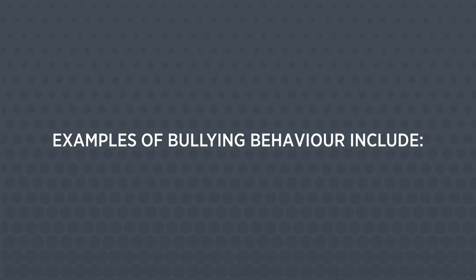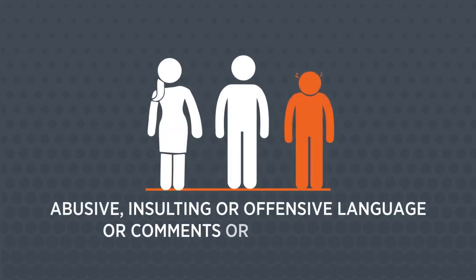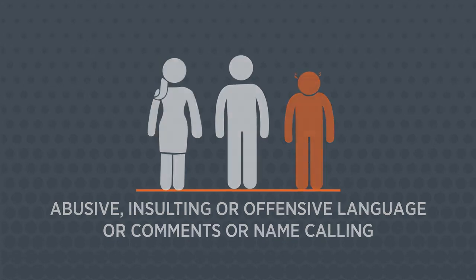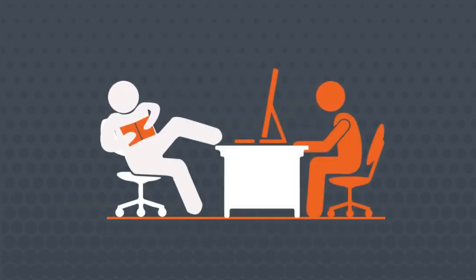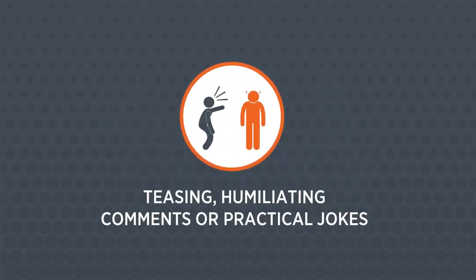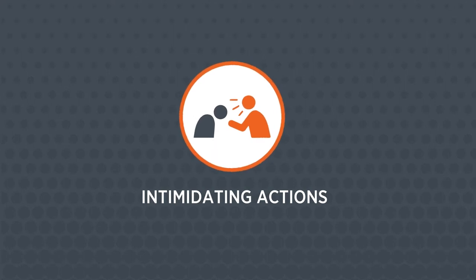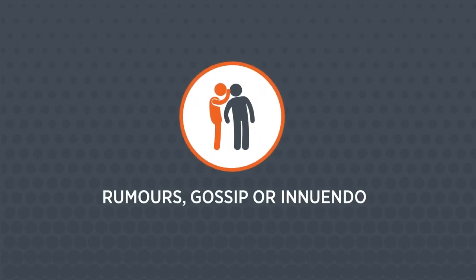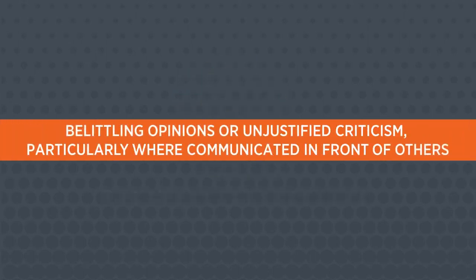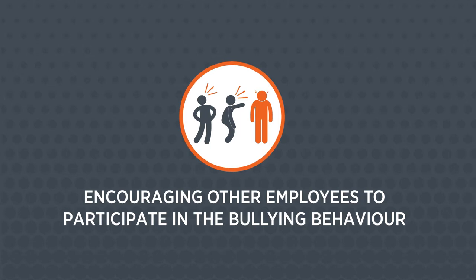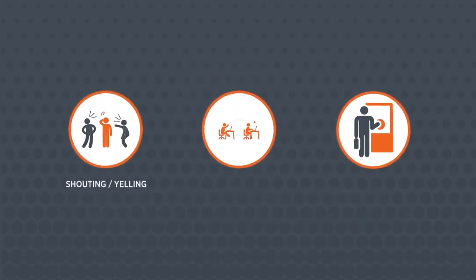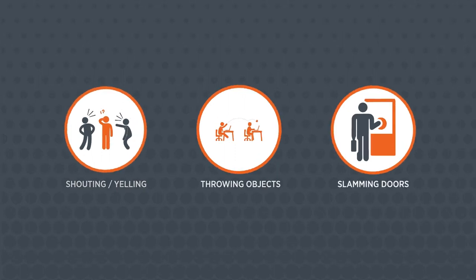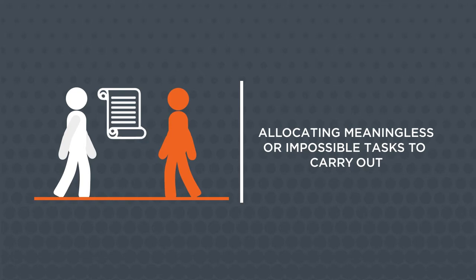Examples of bullying behaviour include physical assault or threats, initiation rites, abusive, insulting, or offensive language or comments or name-calling, deliberately withholding important information vital for effective work performance, teasing, humiliating comments or practical jokes, intimidating actions, deliberately excluding or isolating someone, ignoring them, rumours, gossip or innuendo, belittling opinions or unjustified criticism, particularly where communicated in front of others, encouraging other employees to participate in the bullying behaviour, aggressive behaviour such as shouting, yelling, throwing objects or slamming doors, and allocating meaningless or impossible tasks to carry out.